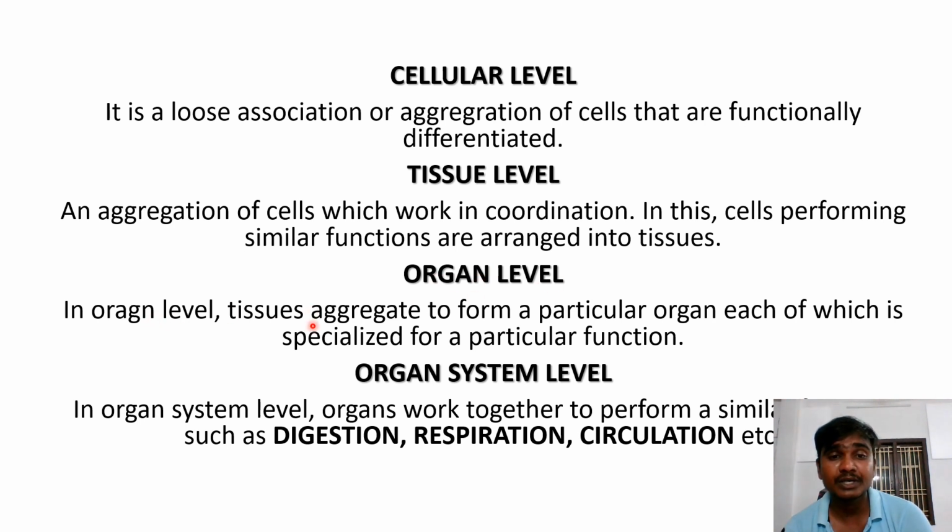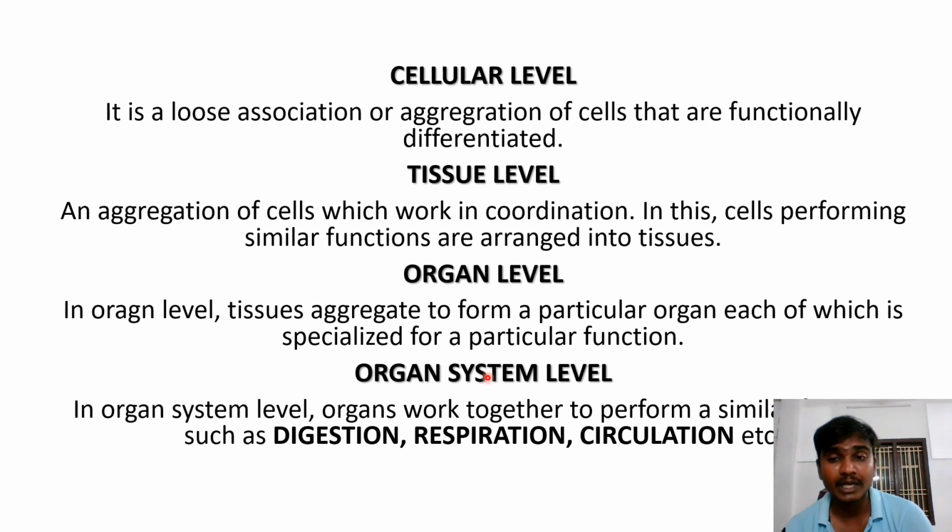At the organ level, tissues aggregate to form a particular organ, each of which is specialized for a particular function. Different organs are there: kidneys, heart, lungs. These are all different organs performing particular functions. For example, the heart is useful for transportation of blood to the entire body, and the lungs play the major role in the respiration process.